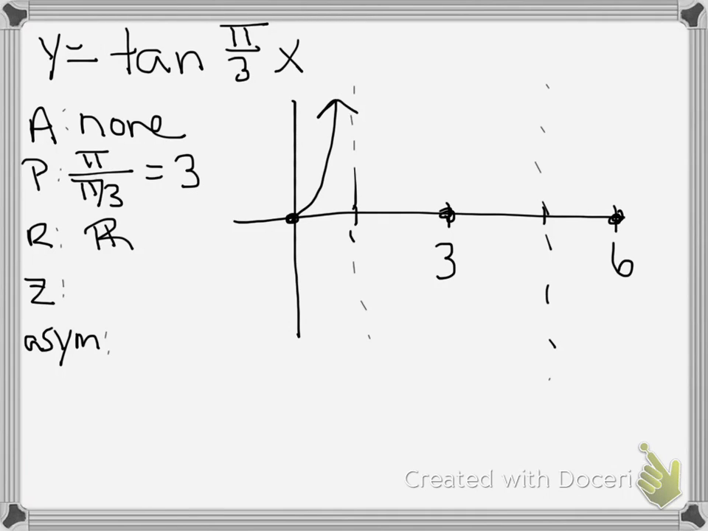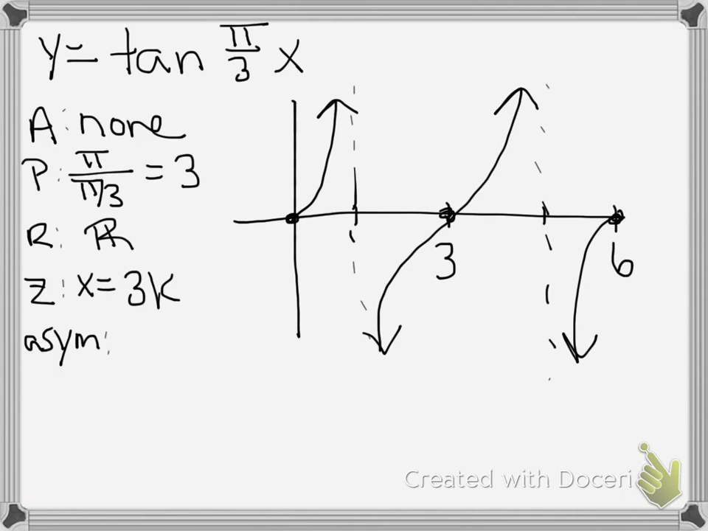And tangent is up, up, and right here. Do not cross the asymptotes. You have to be careful. It is a curve. It almost looks like a cubic function, but it's a curve, not a straight line, and it approaches the asymptotes. All right, zeros. x equals 3k. Asymptotes, x equals 3/2 plus 3k, and both of these where k is an integer.